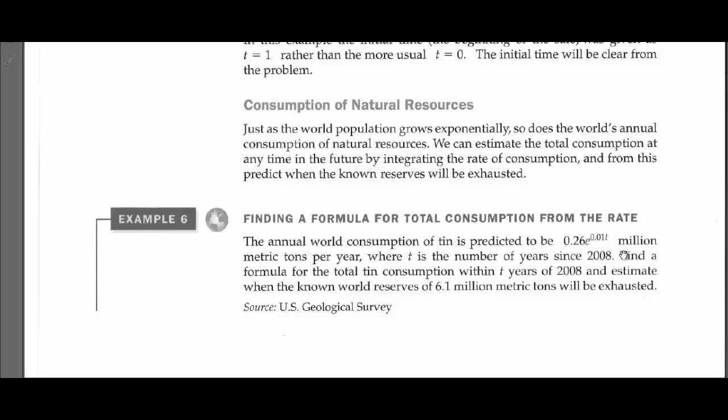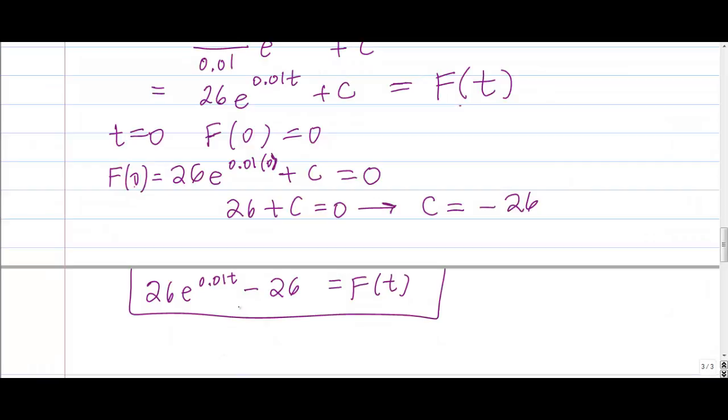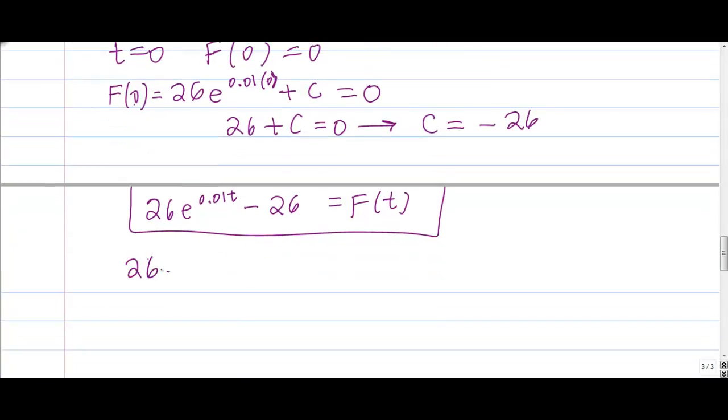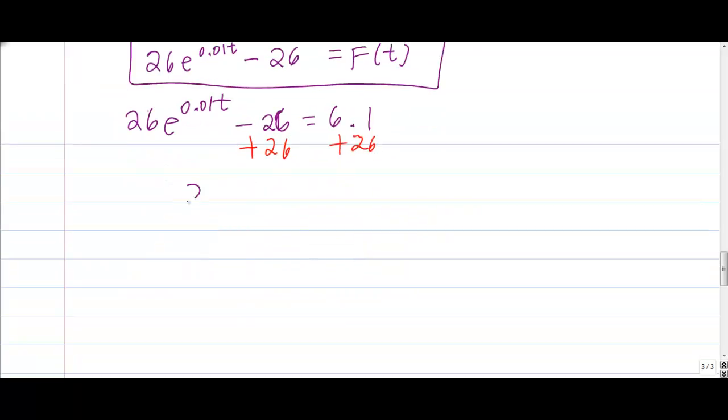Now check your units. The formula they gave me was in million metric tons. This is in million metric tons. So I just need to set my formula equal to 6.1. This was the total, so I need to set this equal to 6.1. So 26 e to the 0.01 t minus 26 equals 6.1. Now how do I solve for this? First thing I'm going to do is add the 26 to both sides. Then we get 26 e to the 0.01 t equals, what is that? 32.1.